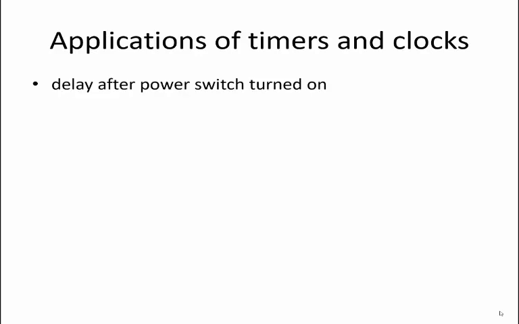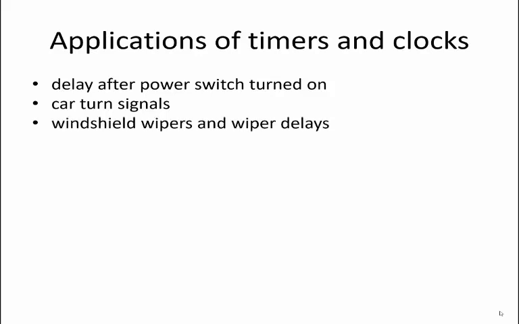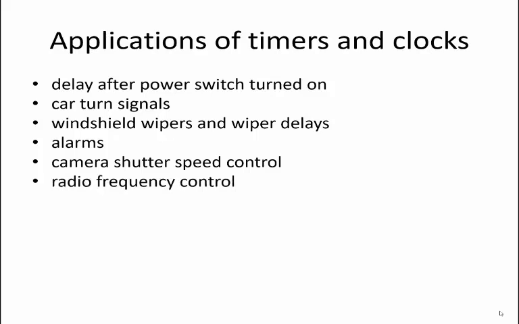For example, just having a delay after a power switch is turned on before something happens can be a useful feature. I think of a car turn signal. You put it on and it blinks every so often. Or windshield wipers, even the delay wipers, where a certain amount of time passes before it wipes again. Alarm clocks, alarms of all kinds, camera shutter speed control, radio frequency control also, and communication protocol timing.